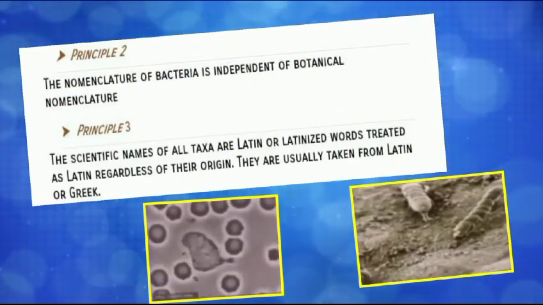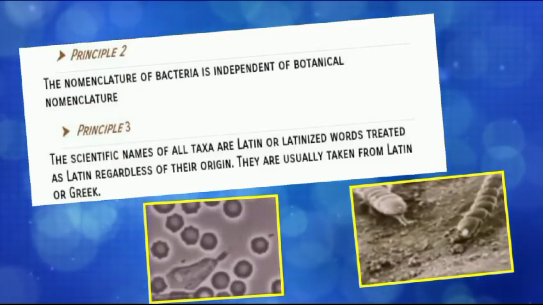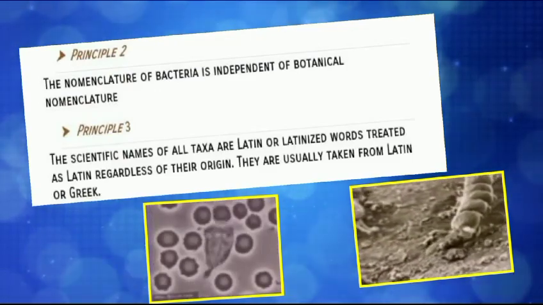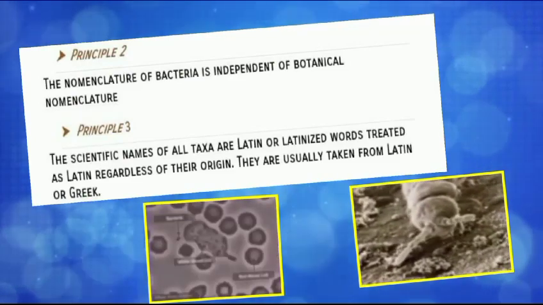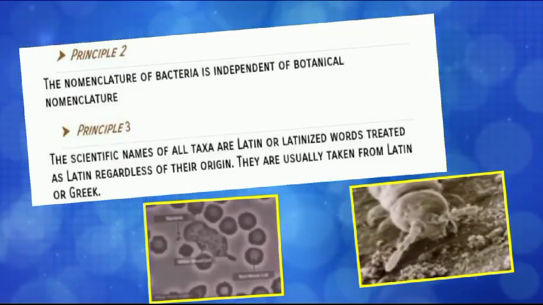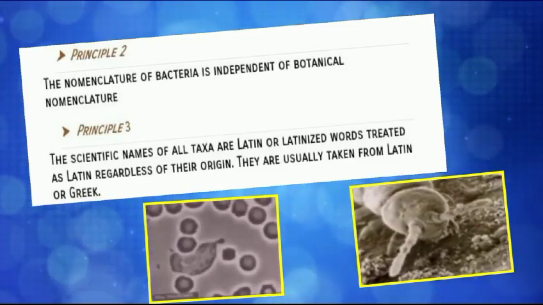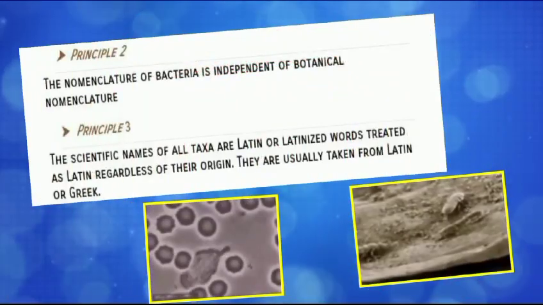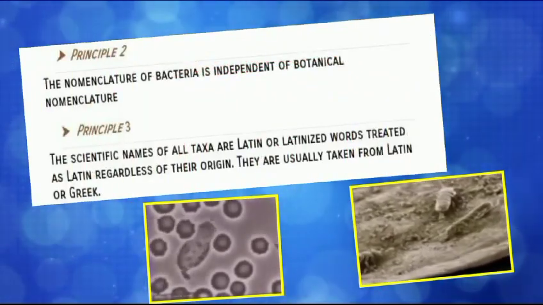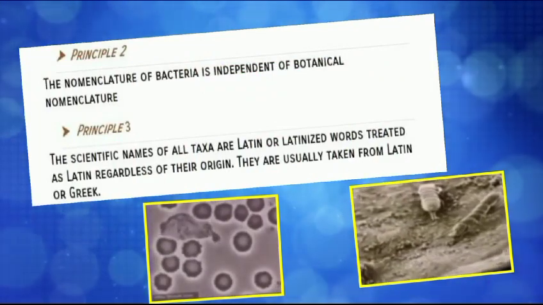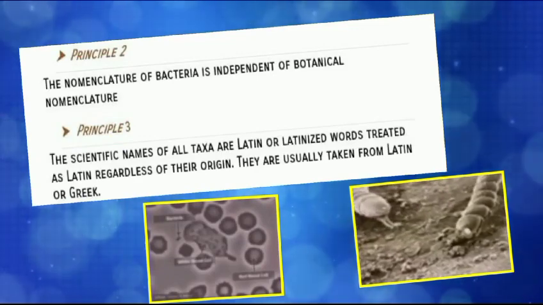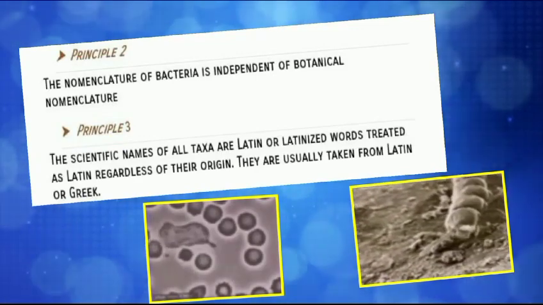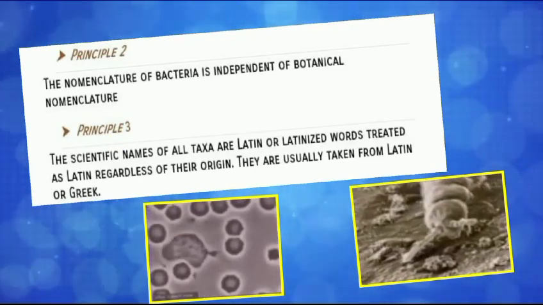Principle number 2. The nomenclature of bacteria is independent of botanical nomenclature. Principle number 3. The scientific names of all taxa are Latin or Latinized words, treated as Latin regardless of their origin. They are usually taken from Latin or Greek.